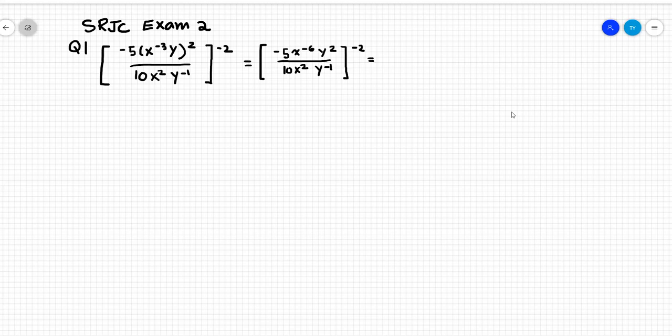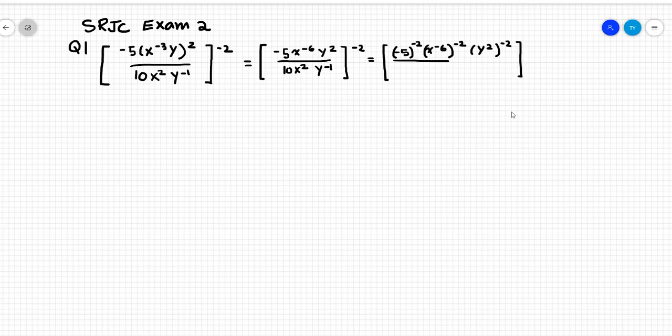Now we're going to apply the negative 2 to everything inside. So I have a minus 5. I'm going to put it in the parentheses here, then negative 2. x to the minus 6 to the minus 2. Now remember, we are applying the power rule here. Okay, so minus 2 has to apply to everything inside. Then I have y squared to the minus 2.